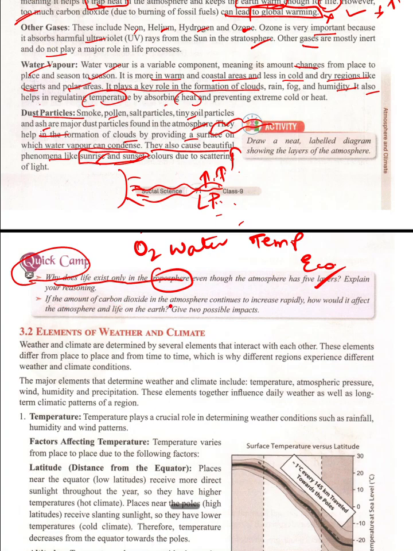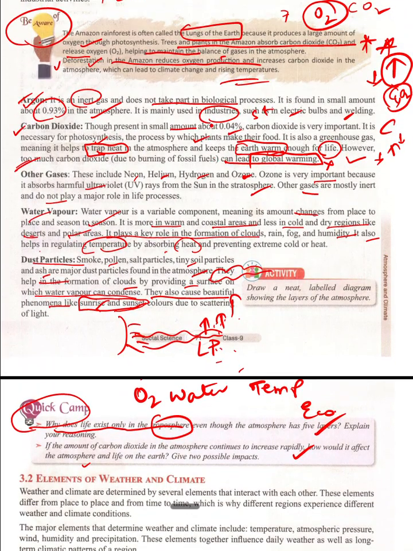If the amount of carbon dioxide in the atmosphere continues to increase rapidly, how would it affect the atmosphere? You know, carbon dioxide traps the heat in the atmosphere and keeps the earth warm, which is enough for life. If not, it creates global warming, which is again a threat to the existence of our life.